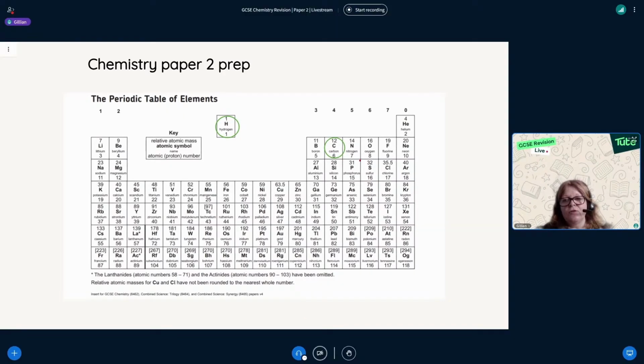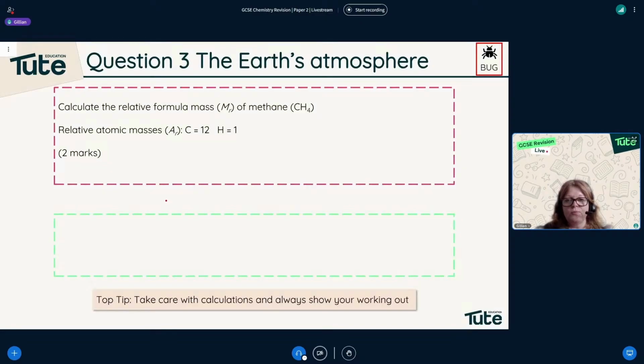So we can see that the relative atomic mass of carbon is 12. It's the top number. And the relative atomic mass of hydrogen, again, is 1. It is the top number. So let's go back to our question. So now we know that carbon's relative atomic mass is 12 and hydrogen's relative atomic mass is 1. Again, please make sure with any calculation that you do that you show your full workings out.